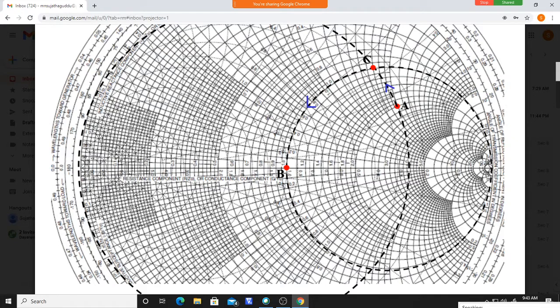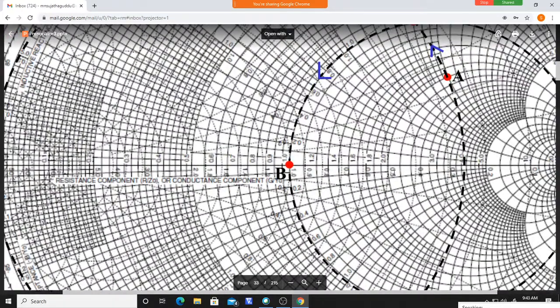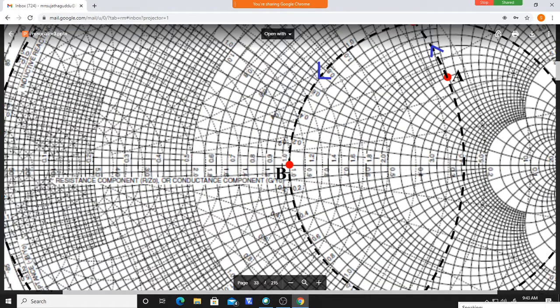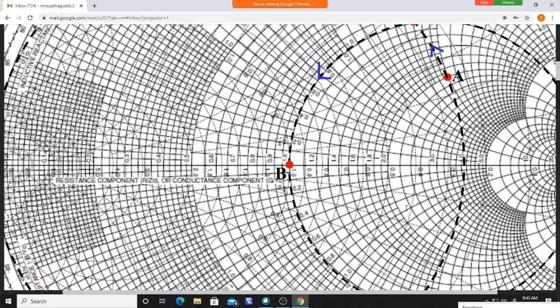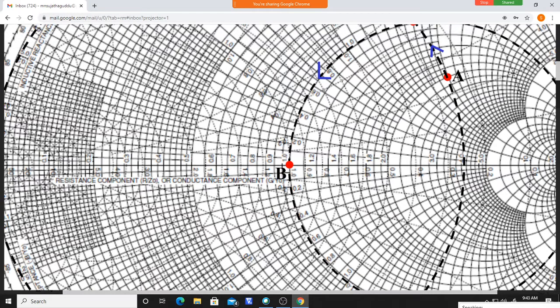You see, it is written here, around 0.6. This is 0.5, this is 0.4, this is 0.3, 0.2. So this is a conductance circle whose value is 0.4, and here is another conductance circle. You see this dotted line, this is conductance 0.5, and the conductance 1 circle is here.